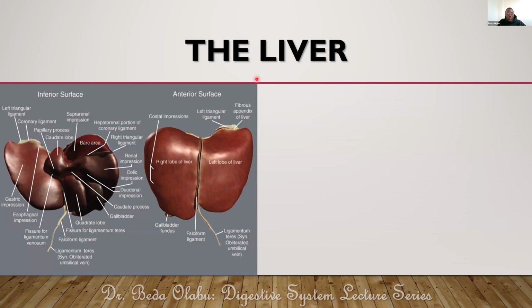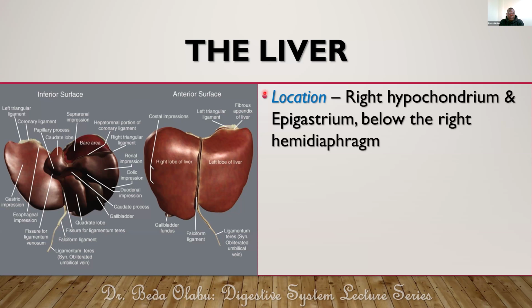So we now go to the third organ, which is the liver. From gross anatomy, you have already covered that the liver is located within the right hypochondrium as well as the epigastrium. Its location, the right hypochondrium, is predominantly by the right lobe of the liver, and on the epigastrium, predominantly by the left lobe of the liver.